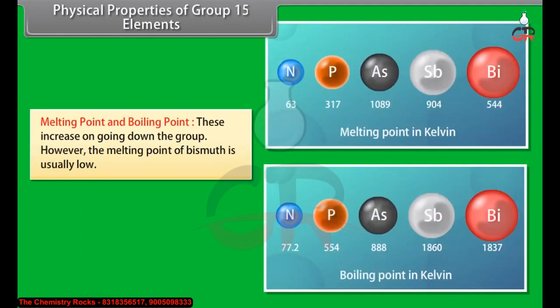Melting point and boiling point. These increase on going down the group. However, the melting point of bismuth is unusually low. This may be due to more tendency of bismuth to form 3 rather than 5 covalent bonds. Thus, there are weak forces of attraction between their atoms in solid state responsible for its low melting point.